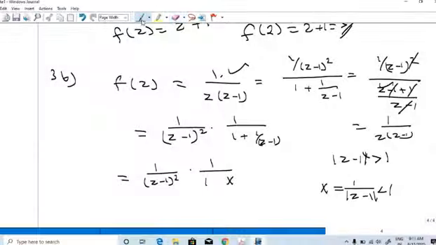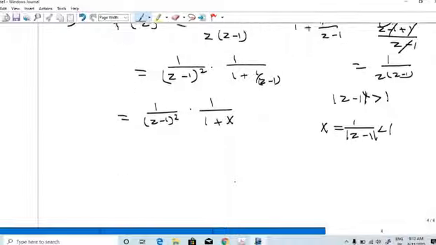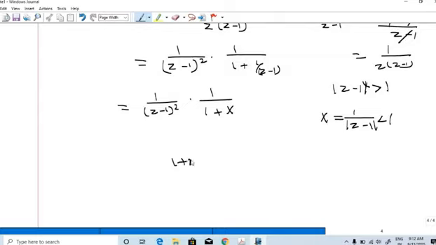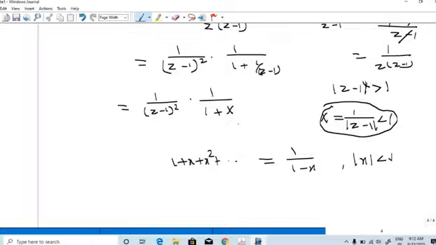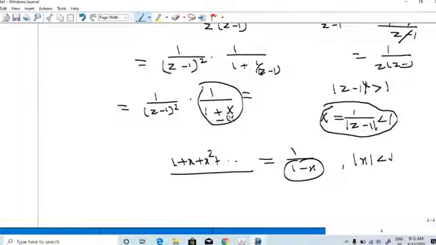So we know that this geometric series converges. The series 1 + x + x squared + etc. converges to 1/(1-x), provided mod x is less than 1. Here x is nothing but this one, which is always less than 1. But we need 1 minus x format, therefore we can write minus of minus x.